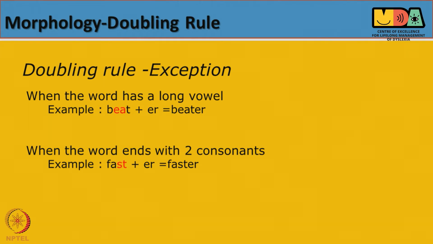Another exception is that when you have 2 consonants ending the word, like in the word fast. Here it is a single syllable word, it does have only one vowel, but it ends in 2 consonants. So, it does not follow the rule. In order to add a vowel suffix, we do not have to double the last consonant, but simply add the vowel suffix to the root word. Practice this rule well before we get into our next rule.